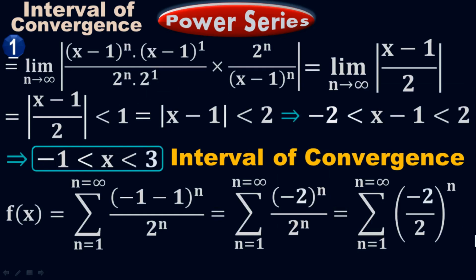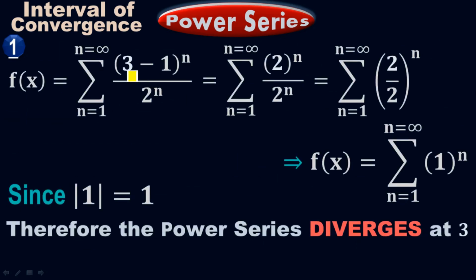Don't be confused. Then we check the other border value, which was x equals 3. By plugging in x equals 3 here, we got at the end that the modulus of 1 equals 1. According to the geometric series, our modulus must be less than 1 for the series to converge. But since it equals 1, the power series diverges at 3, not at 1, at 3.